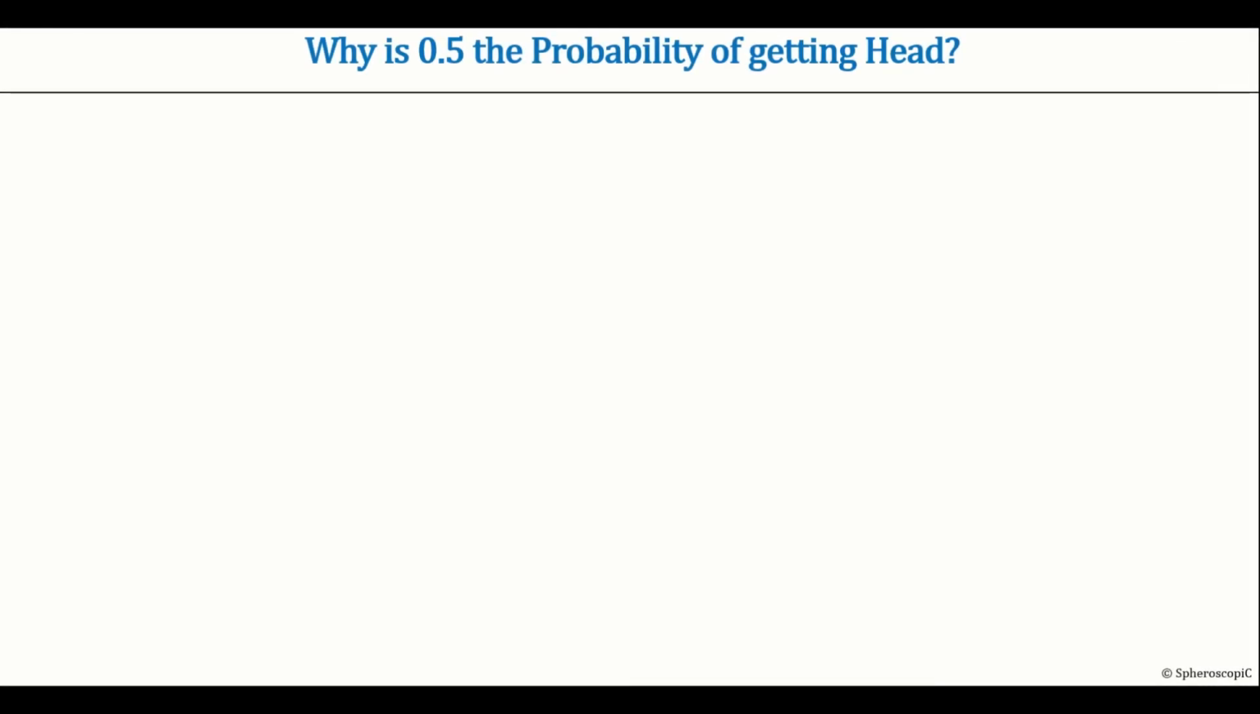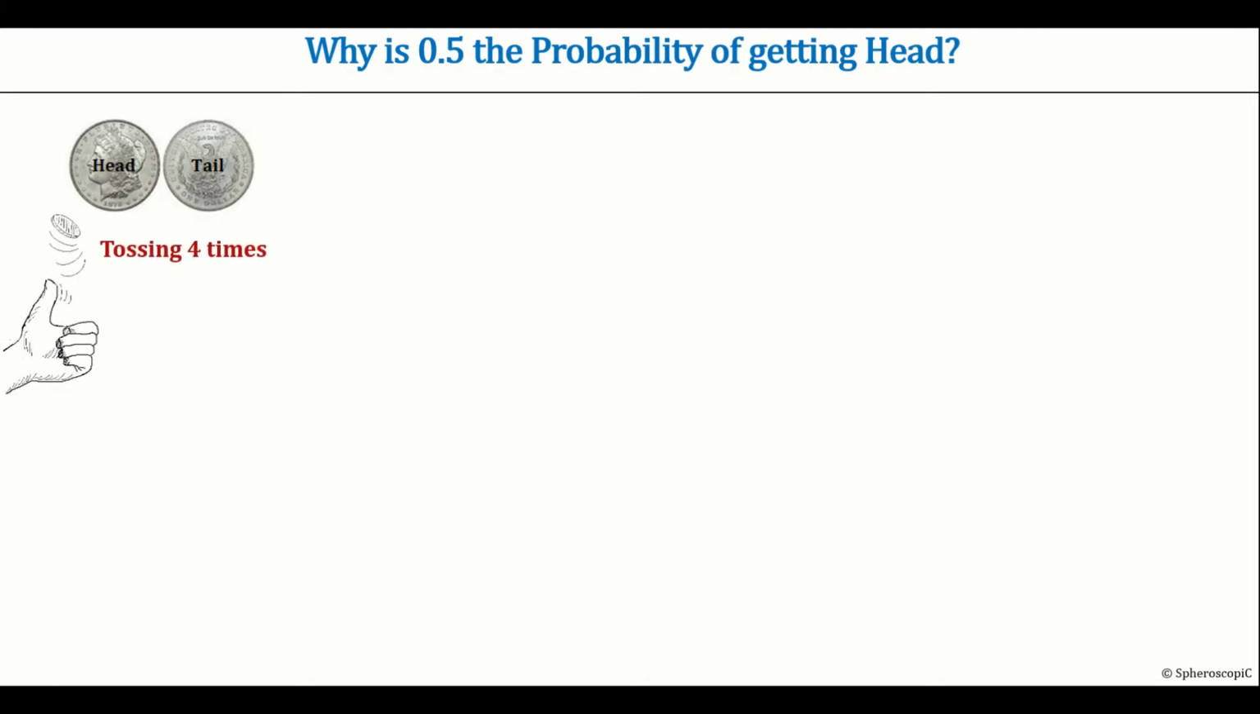We say that the probability of getting head is 0.5 when we toss a coin. Let's assume we have a coin with two sides, head and tail, and we toss this coin 4 times and we get 2 heads, 2 tails.